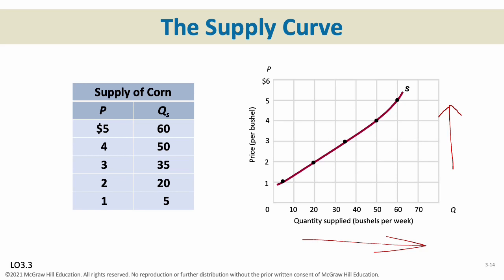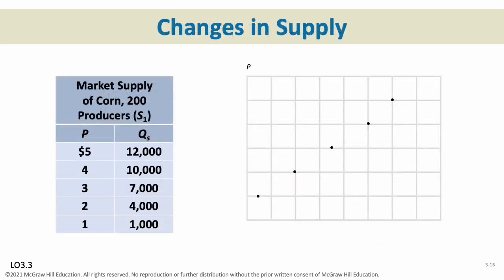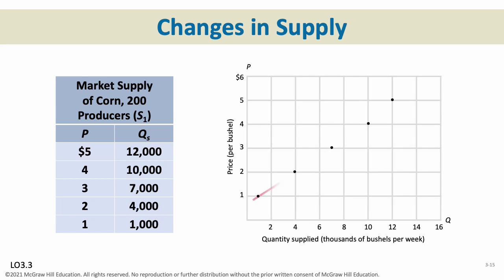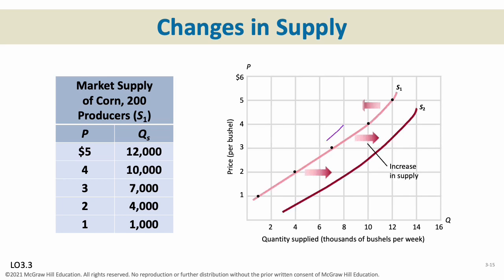So that's the supply curve on the right, supply schedule on the left. So just like demand, if we move from point A to point B on our supply curve here, that is a function of price. And as we look on the left, this is now the market supply of 200 producers of corn, or all of the producers in this case.